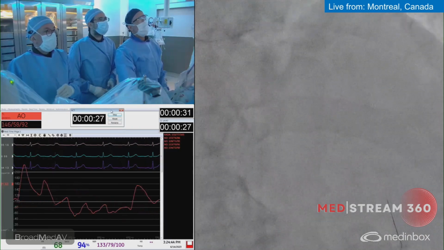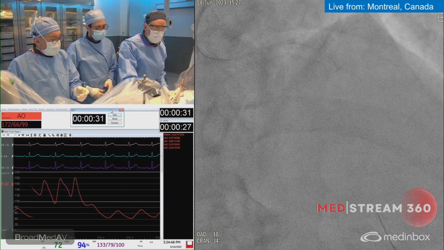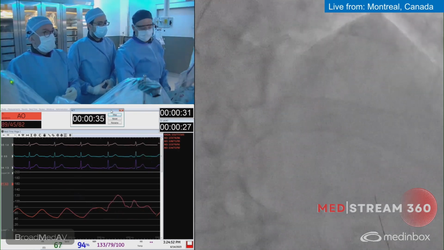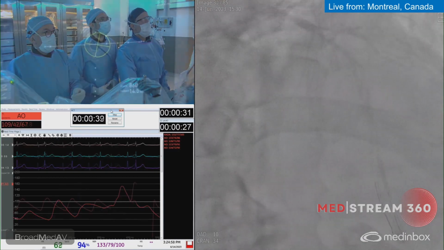So I think we have other options, right? Yeah. So if we need to do atherectomy, we can use cutting balloons and so on. Yeah. We still have lithotripsy that we use a lot here.